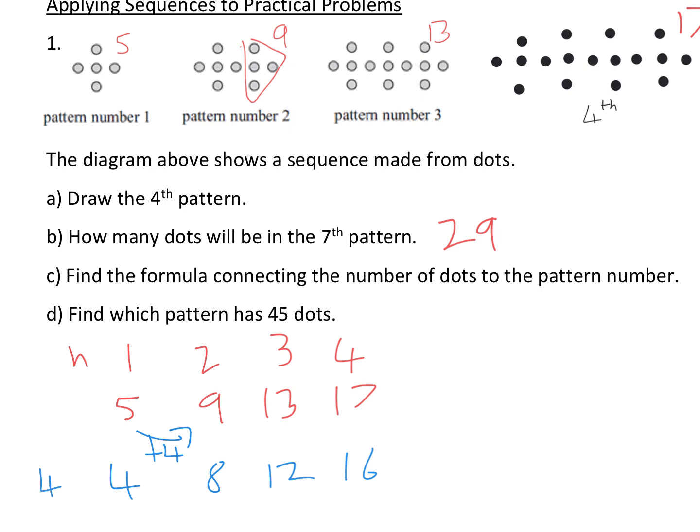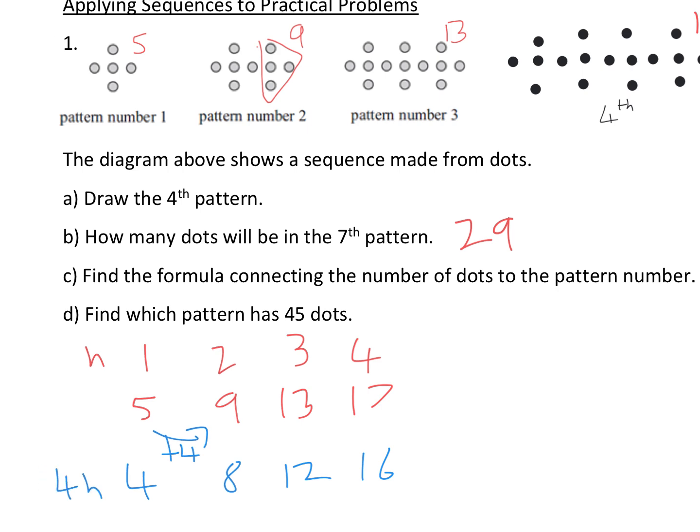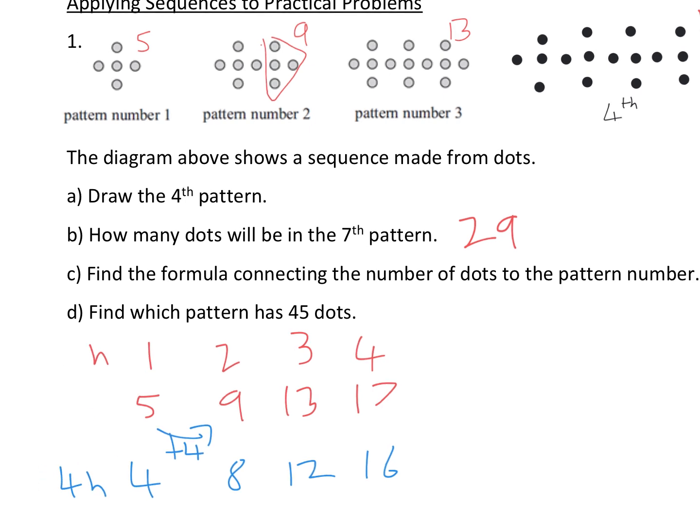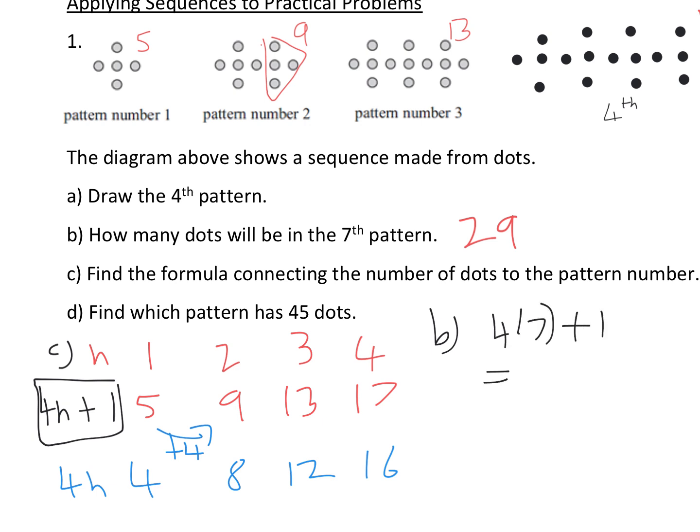So the link here is that this sequence is one more than the 4 times tables. So this sequence would be 4n plus 1. So that's part C, 4n plus 1. And if I just go back to part B then, if you had worked out C first of all, you could say that the 7th pattern would be 4 7s, which is 28, plus 1, and that gives you 29.